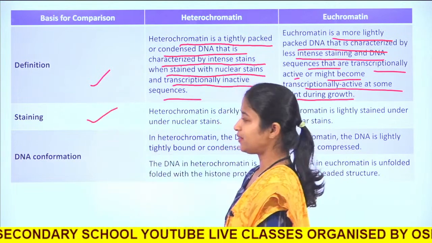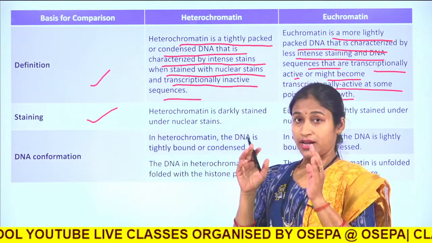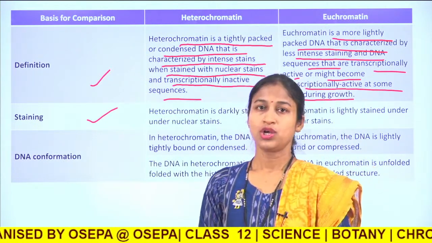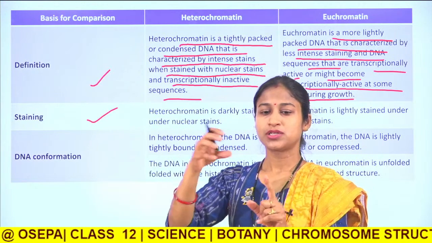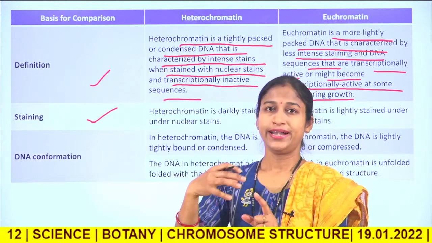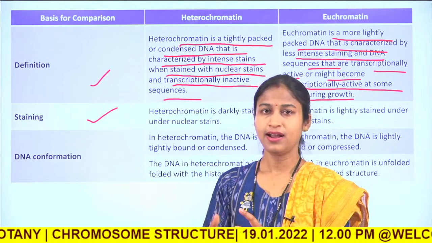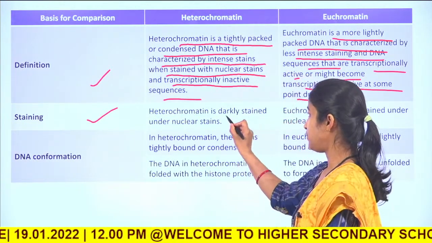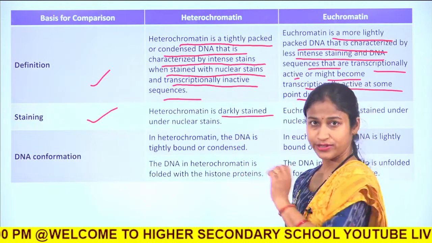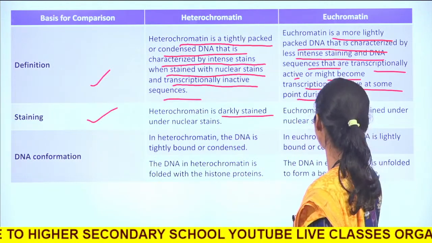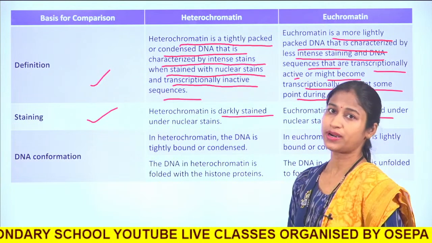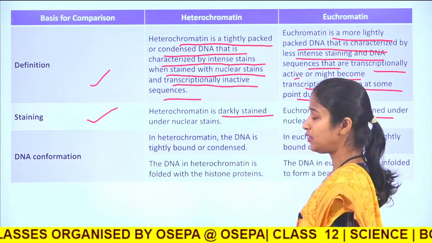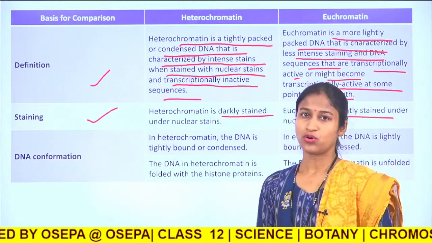Now, next, what kind of stain do they take? Imagine both of the portions are present on the same chromosome. So, there is a single chromosome, some portions are very intensely stained or darkly stained and some portions are lightly stained. The darker stained portions are the heterochromatins and the lighter stained portions are the euchromatin regions. So, regarding staining, the darker stains are heterochromatins, the lighter stains are the euchromatins.